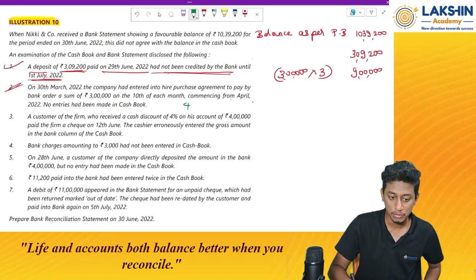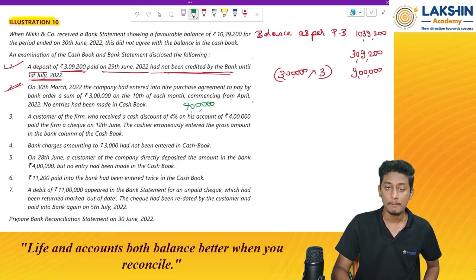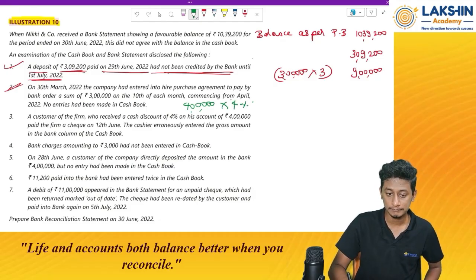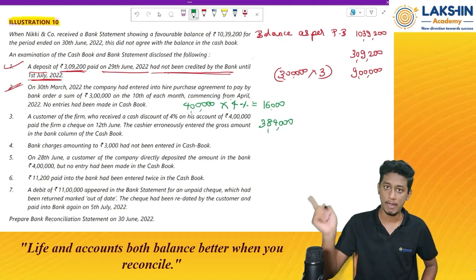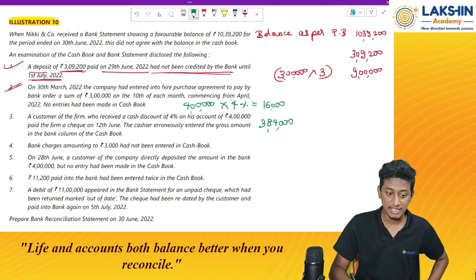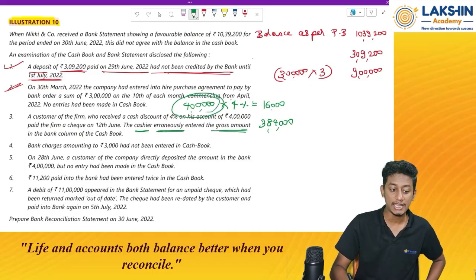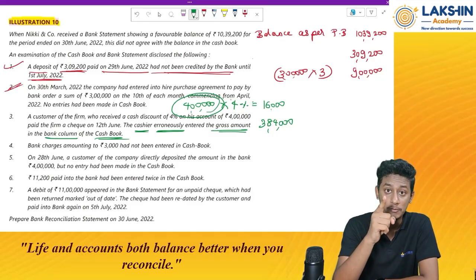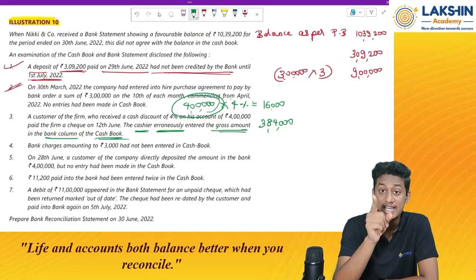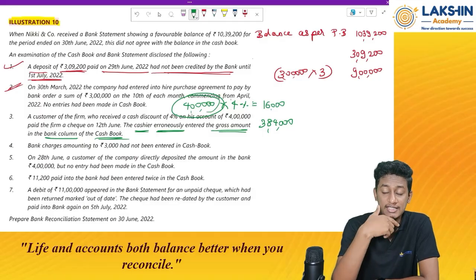The customer was supposed to pay me rupees 4 lakh, but I have given him a cash discount of 4%. That would be rupees 16,000. So how much does he pay me? Rupees 3 lakh 84,000 is being paid to me through bank. Now, what my cashier has done is, he has erroneously entered the gross amount of rupees 4 lakh in the bank column of the cash book. How much should he have entered? Rupees 3 lakh 84,000 only, because the remaining rupees 16,000 is the discount given.